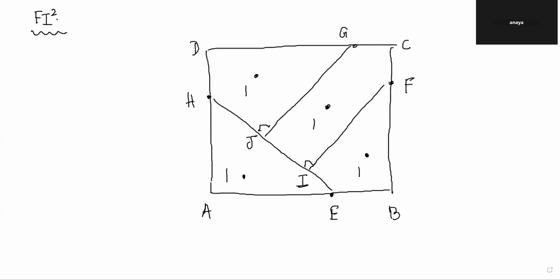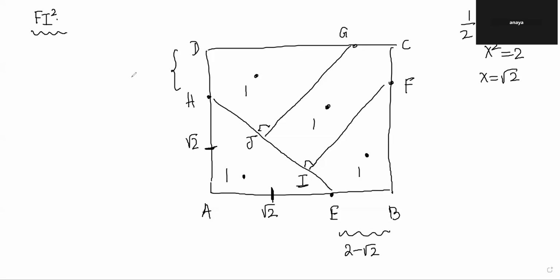So they have also told us AH is equal to AE. So this is an isosceles triangle and area is 1, and it's a right angle triangle also. So half into x square is 1. So x square is 2. So x is root 2. This is root 2, this is root 2. So we know this much would be 2 minus root 2. And this much would be also 2 minus root 2, right?